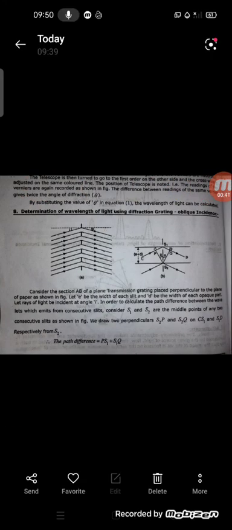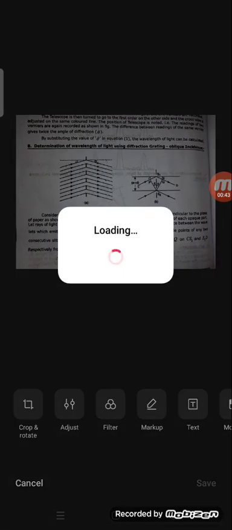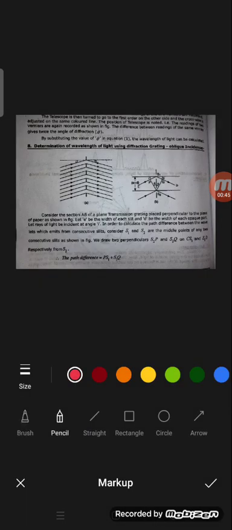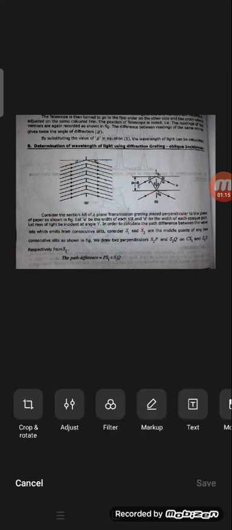Now let us consider the AB plane of transmission. Let us place the diffraction grating perpendicular to the plane of the paper, as shown in the figure. We know that in the diffraction grating pattern we use different slits, and the distance between two slits is always the width plus the distance, so e plus d is the distance between the two slits.